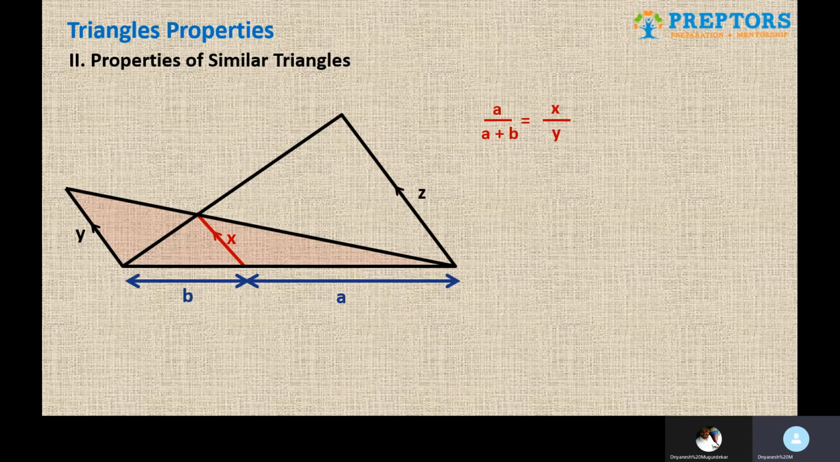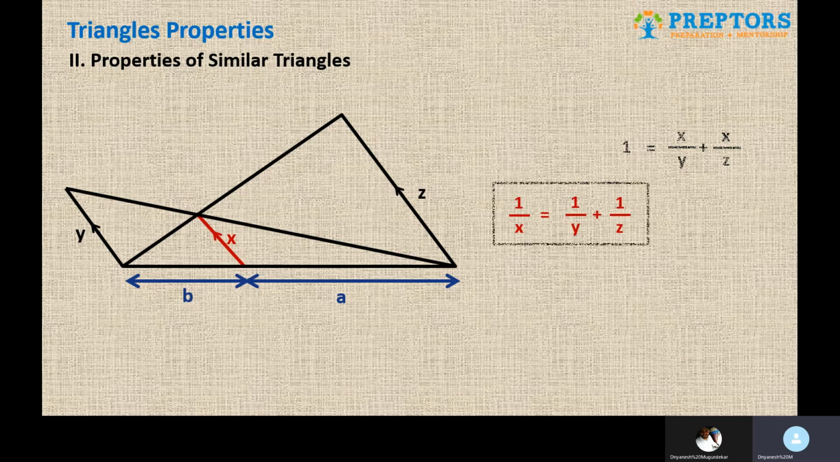The same we can apply to the other side. On the right side, the blue one, you will get B upon A plus B is equal to X upon Z. When we add both the equations, on the left side we have A plus B upon A plus B, which will be 1. On the right side, we have X upon Y plus X upon Z. When we take X common and divide, this is the final conclusion: 1 by X is equal to 1 by Y plus 1 by Z. This is the final conclusion, which you can directly use now because we have derived it for you.